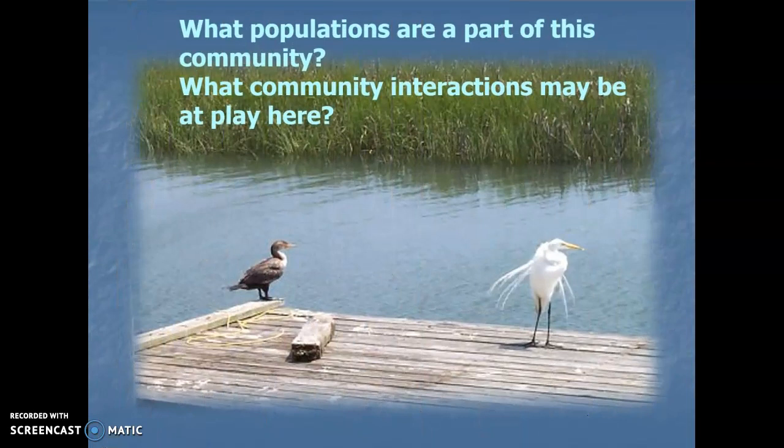So if we look at this picture here, and this is just a picture that I took at Murrells Inlet in Myrtle Beach. So what populations are part of this community? So here we have a little community. This is just a picture that I took from the little marsh walk there at Murrells Inlet. And I can see at least three different populations. I see birds, I see ducks, and I see marsh grass. There might be fish in the water.